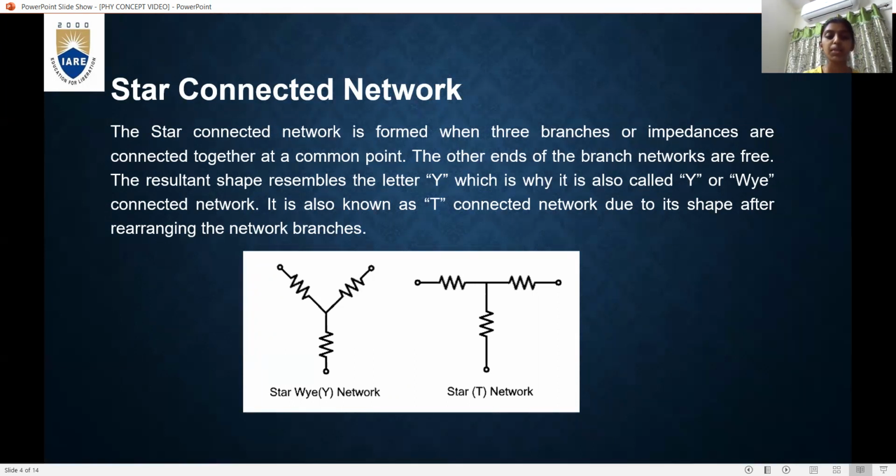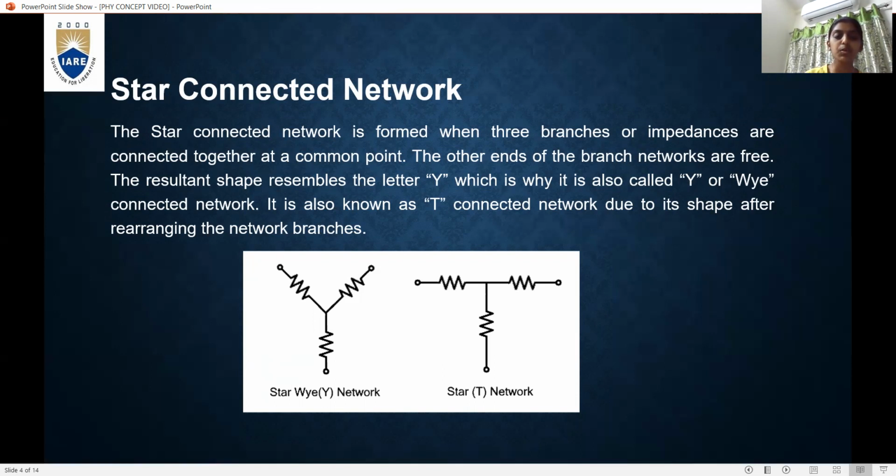Here again in the picture you can see the star network, which is also called a Y network because it is in the shape of Y. The star network has free ends, and after the rearrangement you can see it forms the letter T, so it is also called a T network.